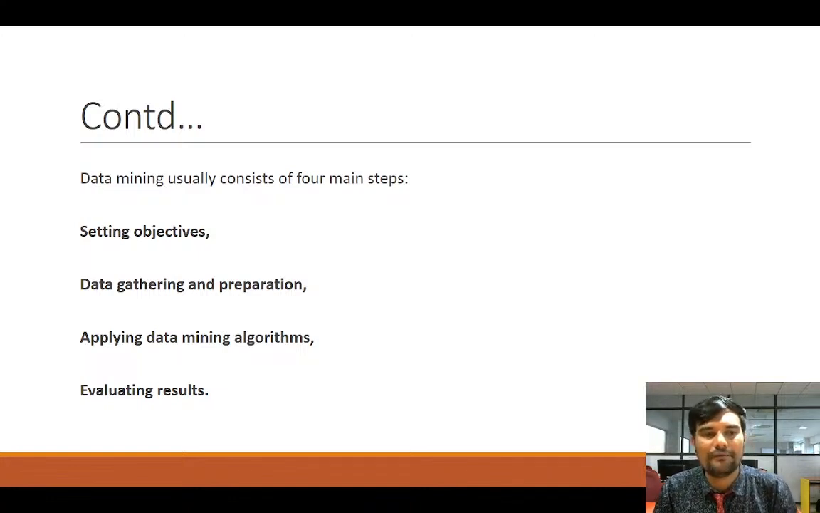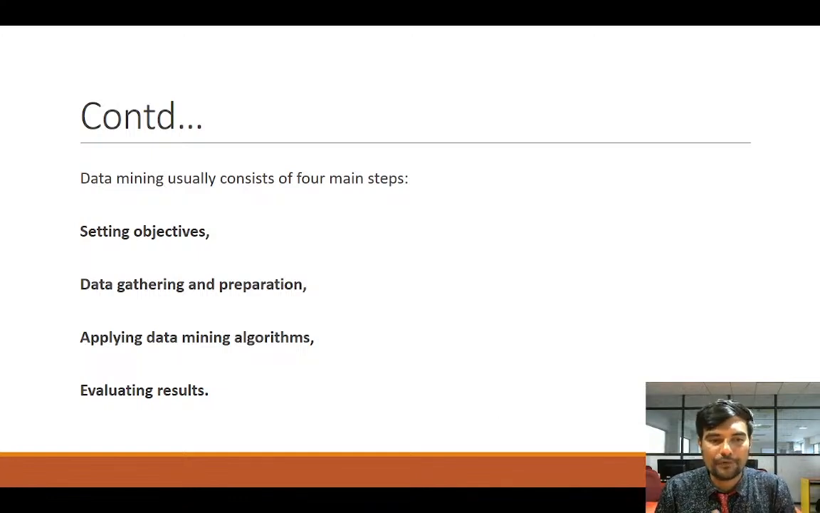Suppose we have a problem definition, a project to be implemented based on the agricultural sector. That's my objective. Based on that, I need to gather and collect the data. I need to download the data from some available website like Kaggle or maybe from a central government website. Once I collect the data, then I need to prepare that data for my algorithms.